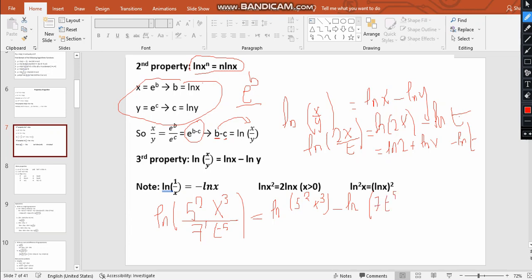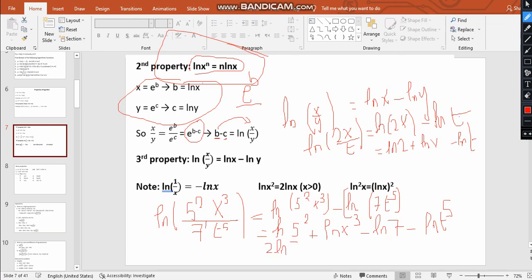Now you have products, so it will be plus. So it's ln 5 square plus ln x cube minus ln 7, and minus, because I have minus for all here, minus ln t power 5. Now you still have the powers; use this one. So it will be 2 ln 5 plus 3 ln x minus ln 7, because the power of 7 is 1, minus 5 ln t. Or you can do it directly without doing all these steps: 2 ln 5 plus 3 ln x minus 1 ln 7 minus 5 ln t.